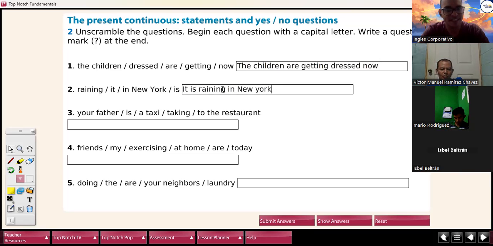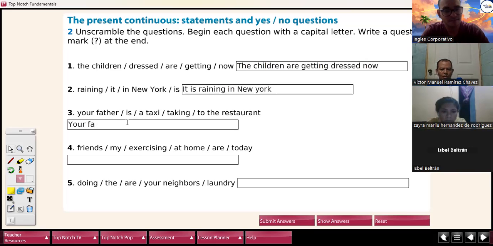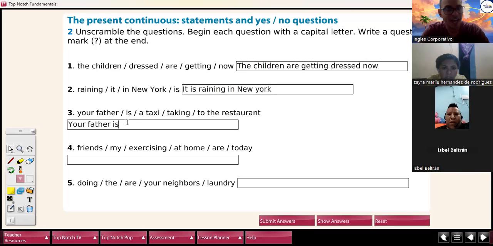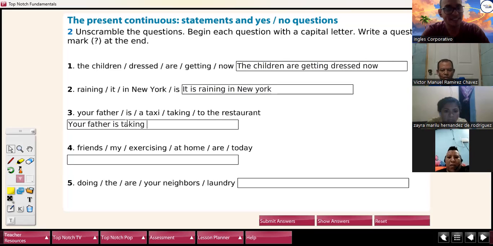It is raining in New York. That's correct. Now, next one. Is your father taking a taxi to the restaurant? Cool. What about number four?